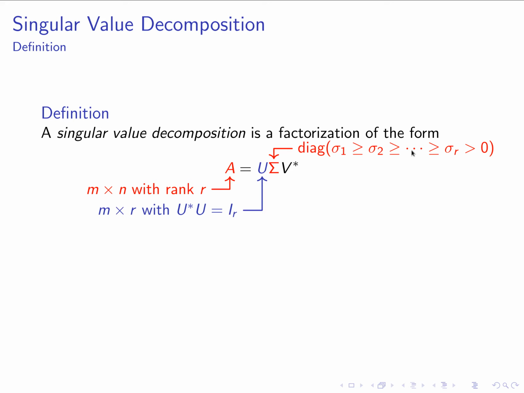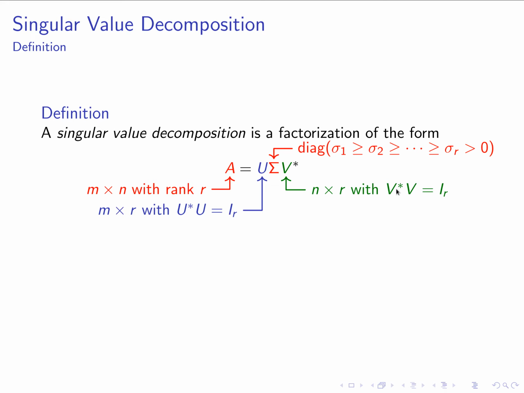Finally, V, which is the last ingredient in a singular value decomposition, is an n by r matrix. So the number of rows of V is the same as the number of columns of A, and the number of columns of V is the same as the rank of A. And here, V is a matrix satisfying V star V is the r by r identity matrix. In other words, the Gramian of V is the identity matrix. Again, what this means is that the columns of V are also orthonormal.